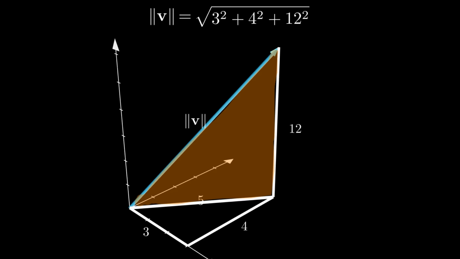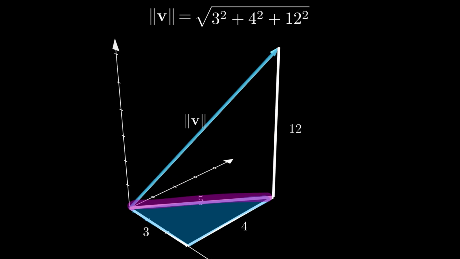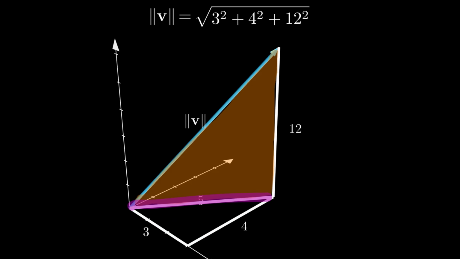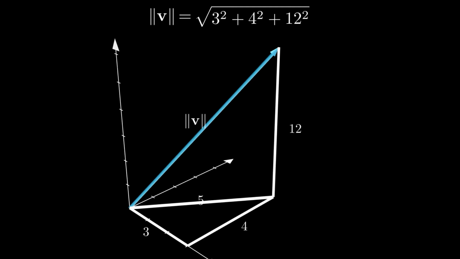In other words, we can take the Pythagorean result from a lower dimension and use it again in the next dimension. And there's nothing stopping us from repeating this process. Every time we add another dimension, we can apply the exact same idea again. So this pattern continues into 4 dimensions, 5 dimensions, or as many dimensions as we want.